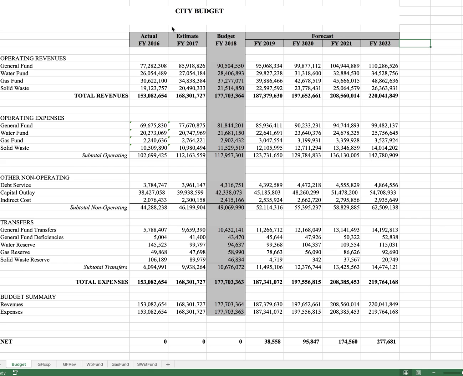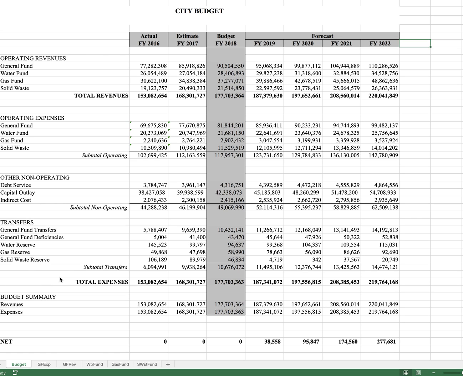So in this example, we have a city, and this city has several different funds. We have a general fund, a water fund, a gas fund, and of course a solid waste fund. And we have operating revenues. Our funds fall under the revenues as well as under the expenses category. We also have debt service, capital outlay for our capital projects, and other indirect costs for other types of things. Then we have transfers, a deficiencies line item, water reserve, gas reserve, solid waste reserve, and of course we have our budget summary.